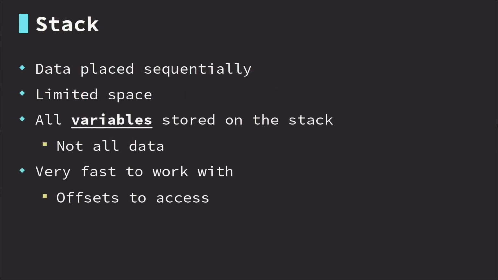There are two ways that memory is managed by a system. The first is called a stack. Stacks have their data placed sequentially, so everything is packed right next to each other. There is a limited amount of space available on a stack. When writing programs, all variables you create are stored on the stack. This does not mean that all the data is on the stack, just the variables. Stacks are super fast to work with because they use offsets to access data, which just requires adding or subtracting a number from the memory address.